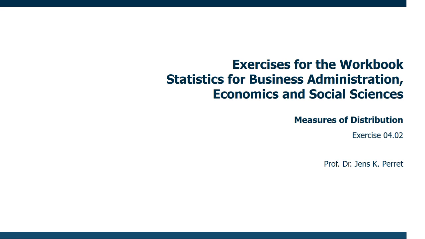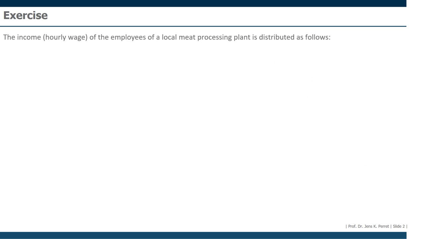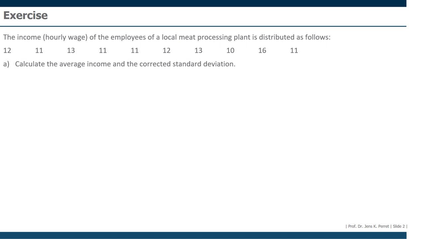Welcome to another exercise for the workbook statistics, this time focusing on the topic of measures of distribution. Our task here is as follows. The income, as in hourly wages, of the employees of a local meat processing plant are distributed as follows. Now we have our information here for the different workers, and we have two tasks to perform.